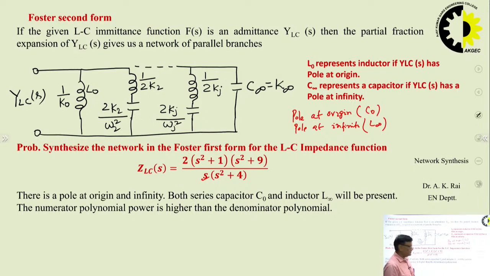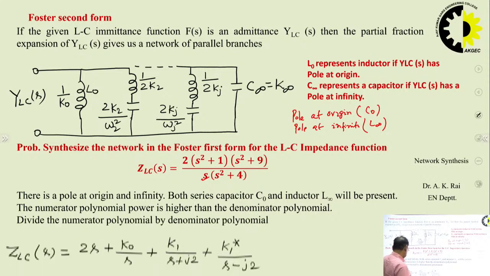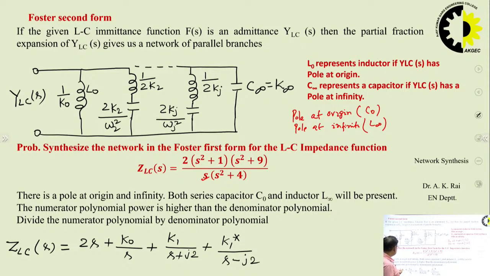So what we do, okay, in the present case we cannot carry out the partial fraction expansion. To carry out the partial fraction expansion, be careful, your function must be a proper rational function, okay. So what we do, just divide the numerator polynomial by the denominator polynomial, first step. Then we can get this, thus 2s plus k0 by s plus k1.